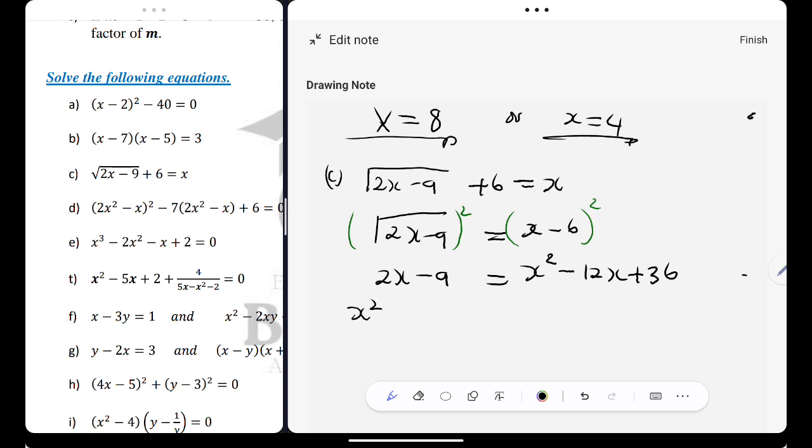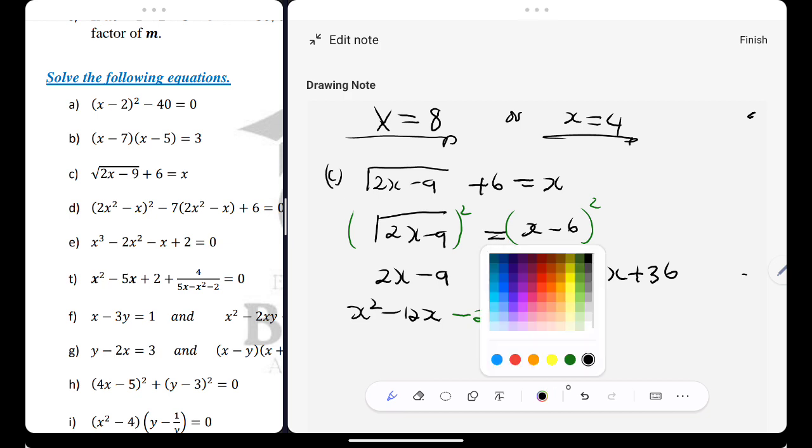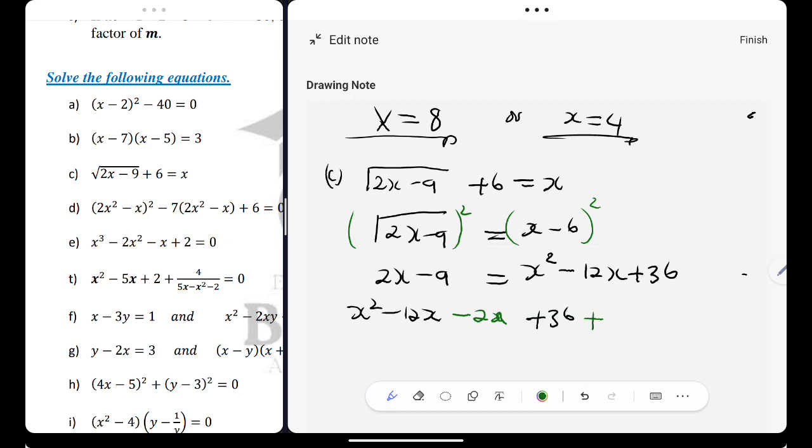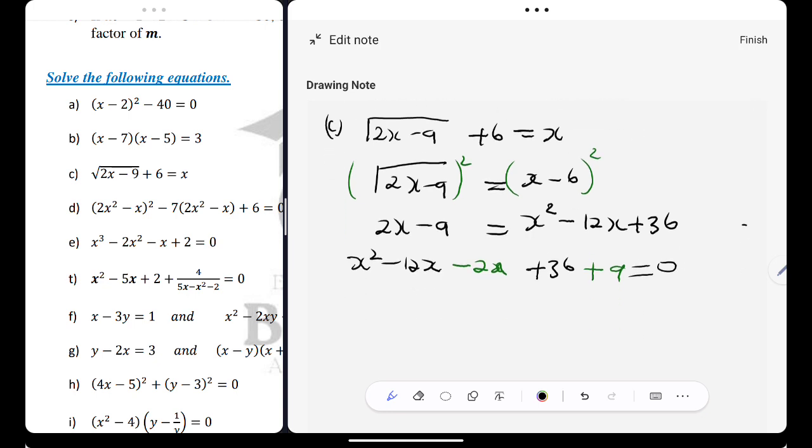I'll have x squared minus 12x, and then I'll have negative 2x, because when this thing jumps an equal sign, it changes its sign. Yeah? Then I'll have what? Plus 36, and then this guy will also change the sign, plus 9. They're all equal to 0. Then I'll have x squared minus 14x plus 45 is equal to 0.